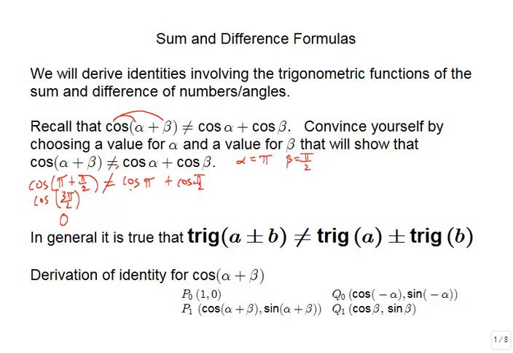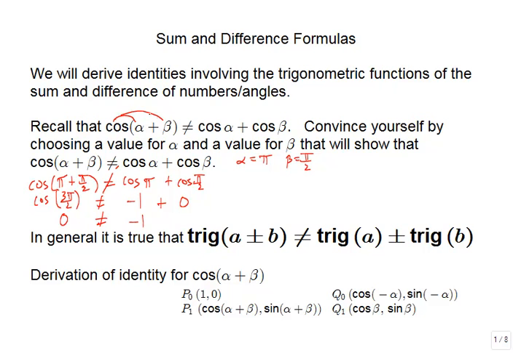Now on this side, cosine of pi, that's on the negative x-axis, so cosine of pi is negative 1. And cosine of pi over 2, that's on the positive y-axis, so cosine of pi over 2, or 90 degrees, is 0. So negative 1 plus 0 is negative 1, and obviously 0 does not equal negative 1. So we've just shown that for these two angles, pi and pi over 2, this is not true.